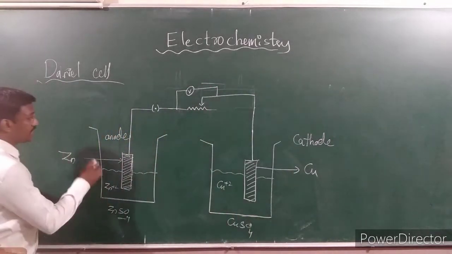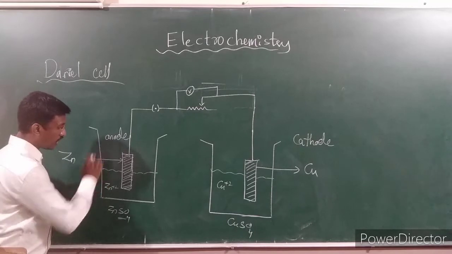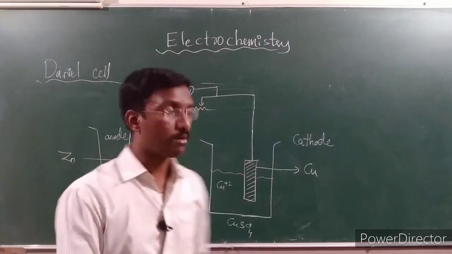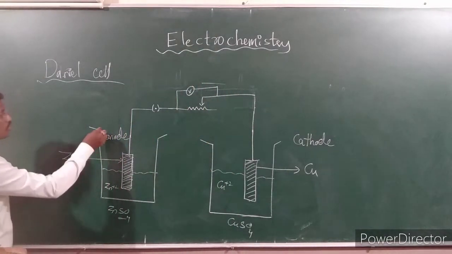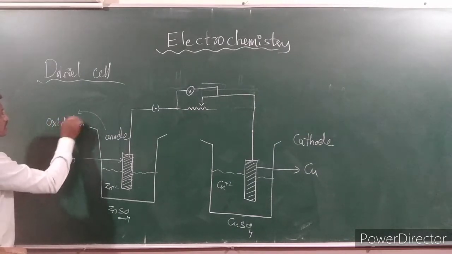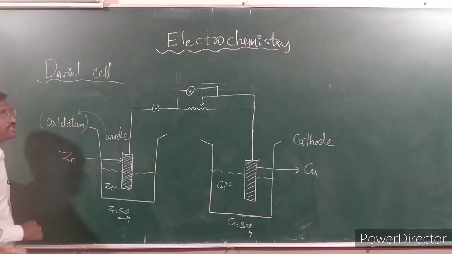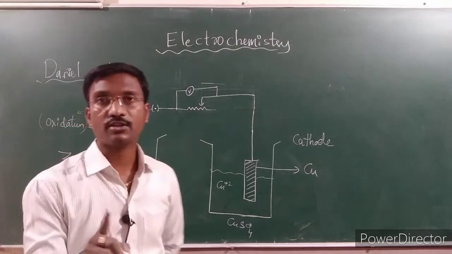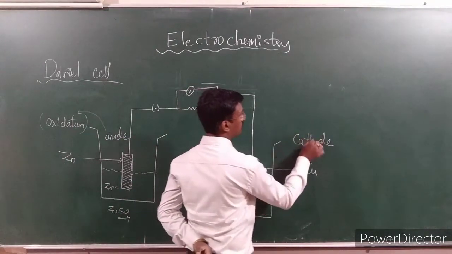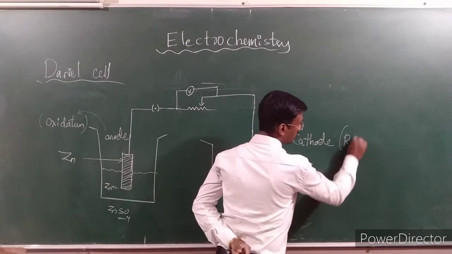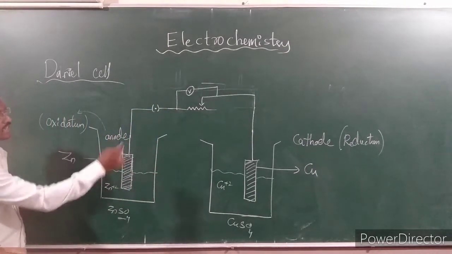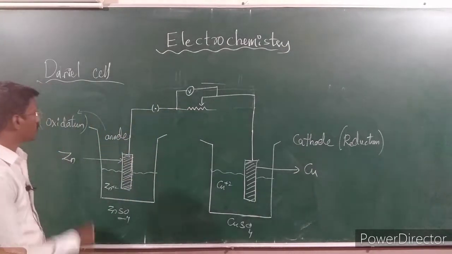The zinc here always undergoes oxidation. You have to remember in the Daniell cell that at the anode it always undergoes oxidation. In the last class I said that oxidation is the loss of electrons, and reduction is the gain of electrons. So at the cathode it undergoes reduction. At the anode it undergoes oxidation, at the cathode it undergoes reduction.